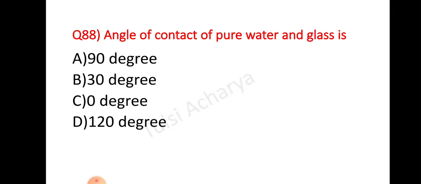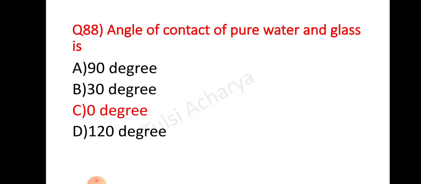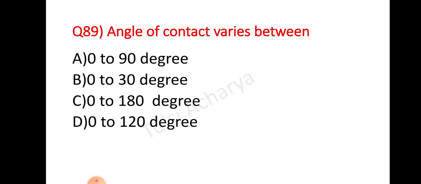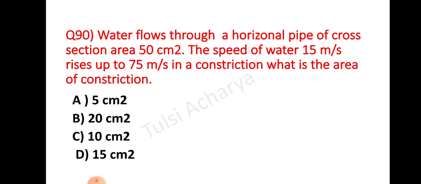The angle of contact of pure water in glass: for pure water in clean glass, the angle of contact is always 0 degree, that is option choice C. Now let's move to question number 89. The angle of contact varies between, we know that the angle of contact varies between 0 to 180 degree, that is option choice C. Now let's move to question number 90.